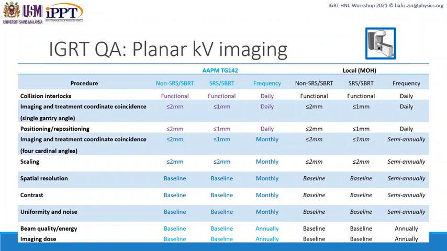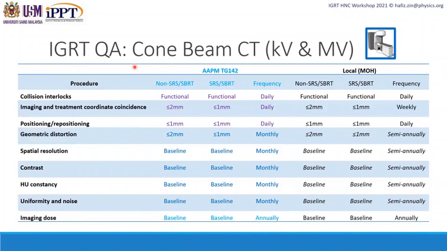For planar kV imaging, the components are similar to the EPID system, except that there is a test to check for the beam quality or energy, because now the radiation is coming from the X-ray tube, compared to EPID where it is coming from the linac itself. So for the cone beam CT system, either using kilovoltage X-ray or megavoltage beam from the linac, these are the components that need to be tested, as well as the acceptable accuracy level.